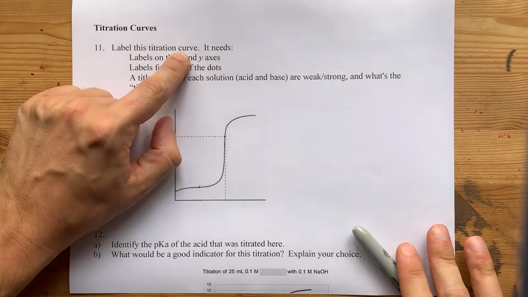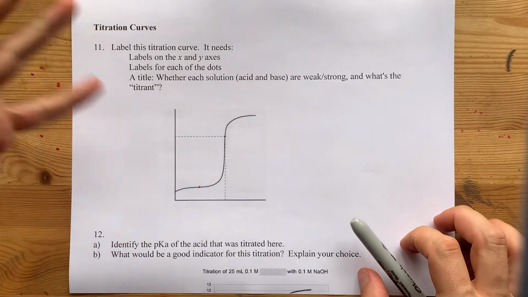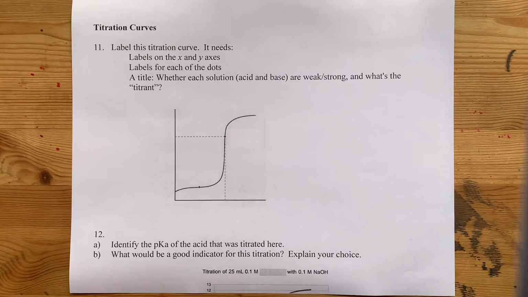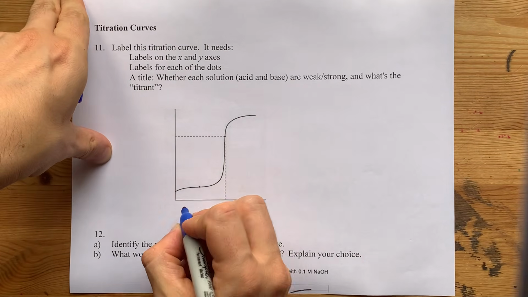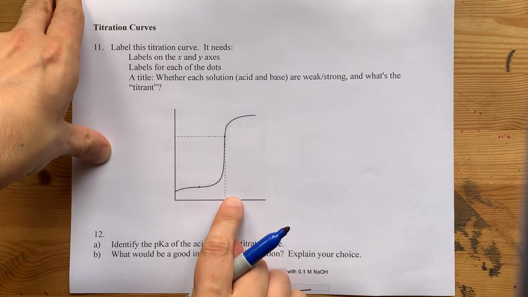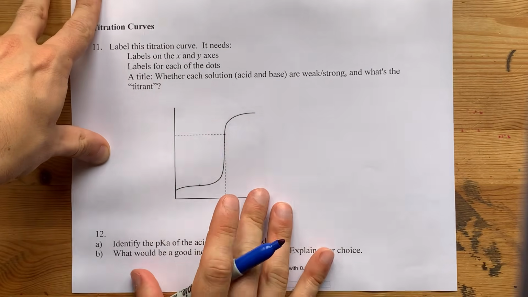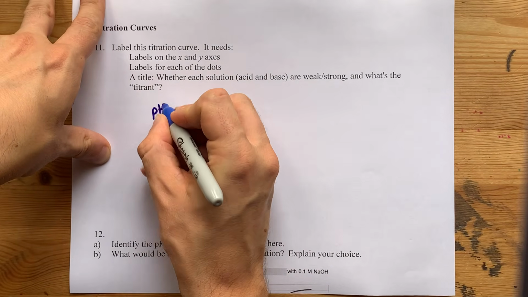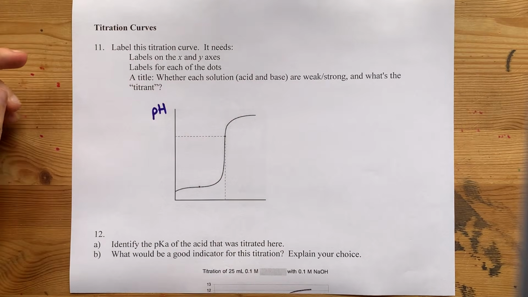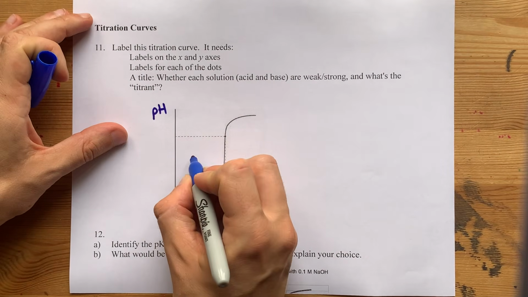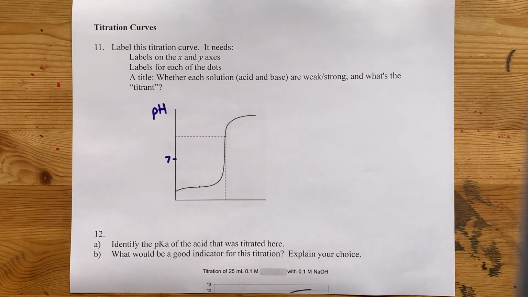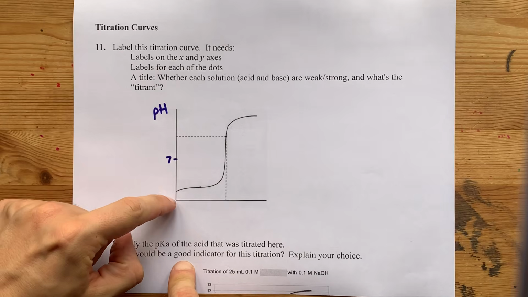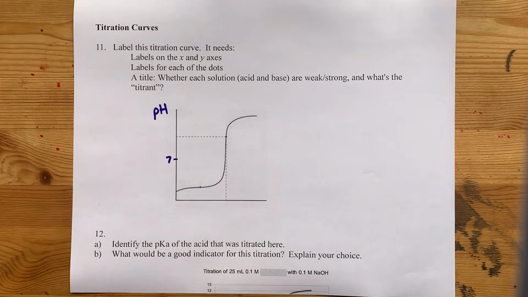Label this titration curve. This is just in case you haven't seen a titration curve in quite a while. The way that these work is that you're adding some of something. I guess, let me be clear. The y-axis on a titration curve is always pH. And then somewhere along here, we have a pH of 7, which is neutral. Anything below 7 is an acid. Anything above 7 is a base.